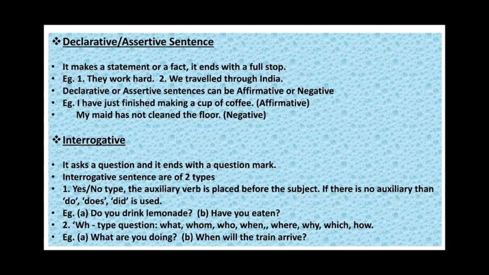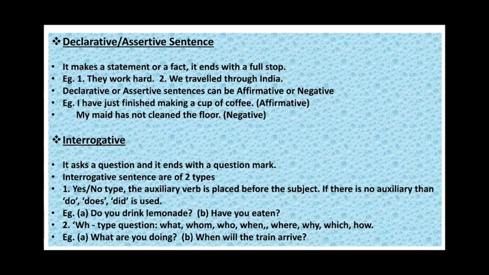Let's see the example for negative sentence. My maid has not cleaned the floor. So here the word 'not' is visible in the sentence. So this sentence is a negative sentence.